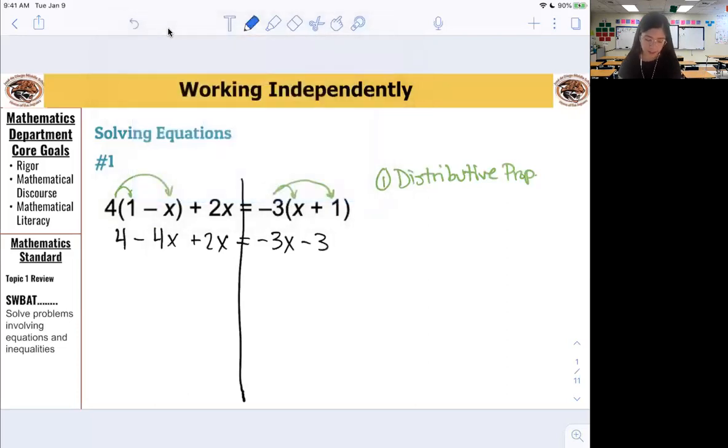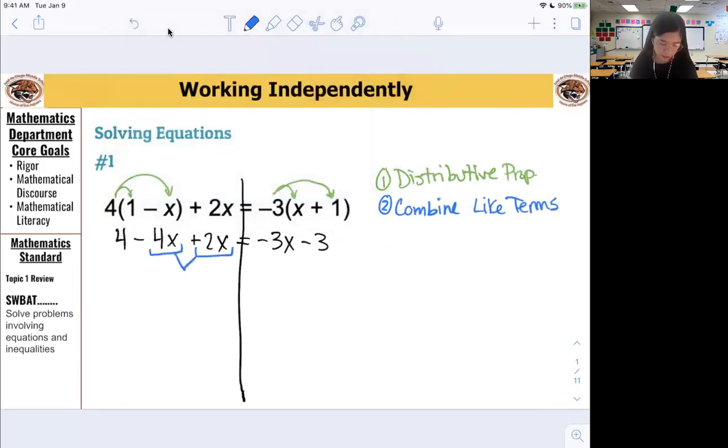Now I look and I try and see what I have here that I need to fix. And what I notice is that I have an x over here and an x over there. I've got 2 like terms on the same side. So step 2 is going to be to combine like terms. So I'm going to add negative 4x plus 2x. I'm going to bring down my 4. And then negative 4 plus 2 is negative 2x.